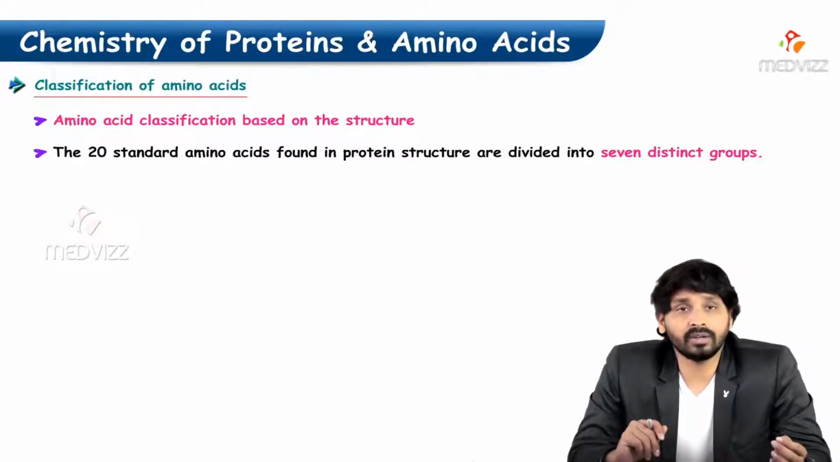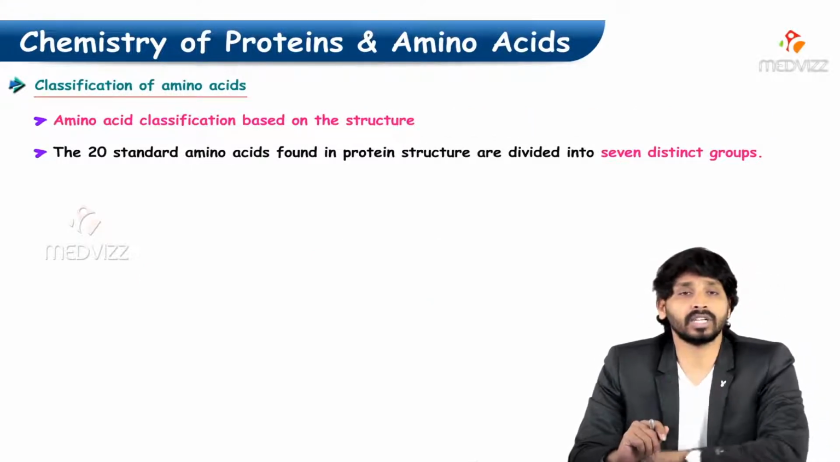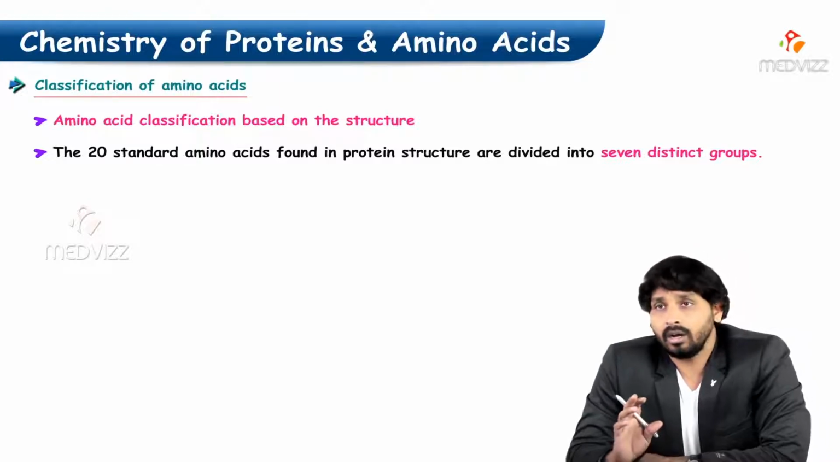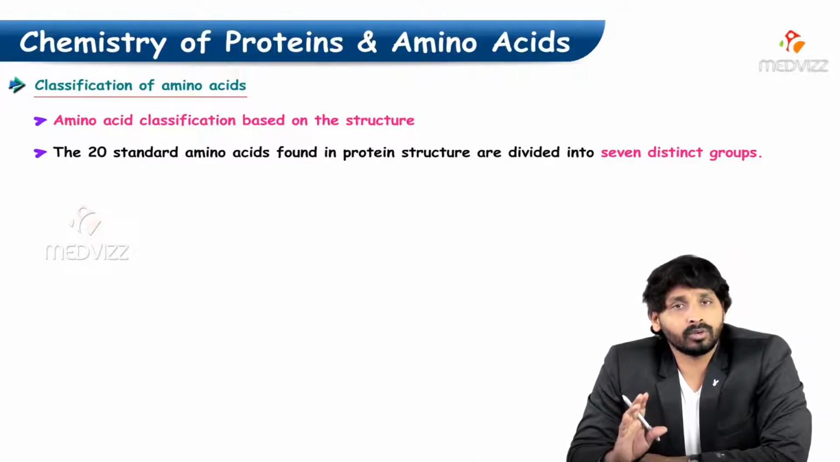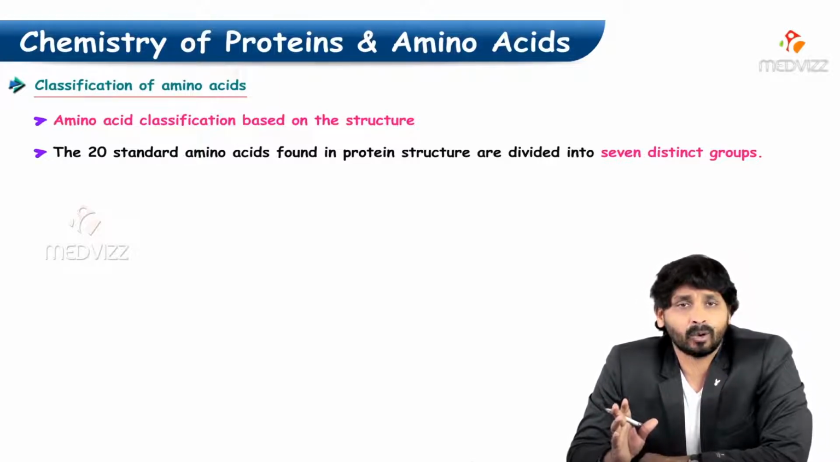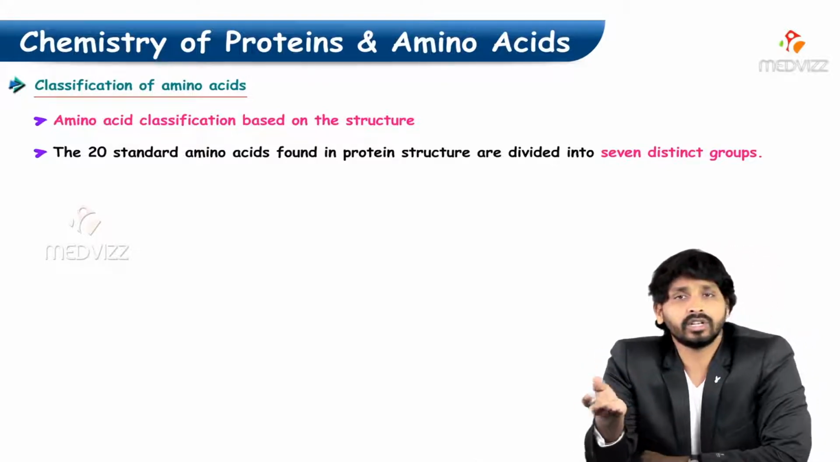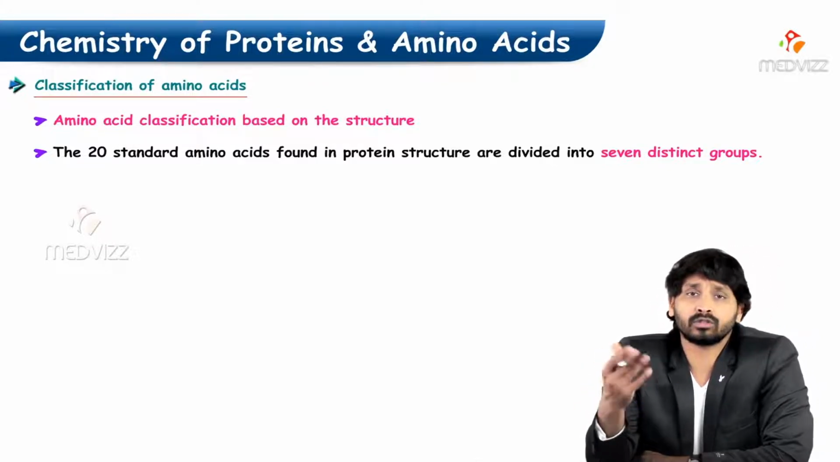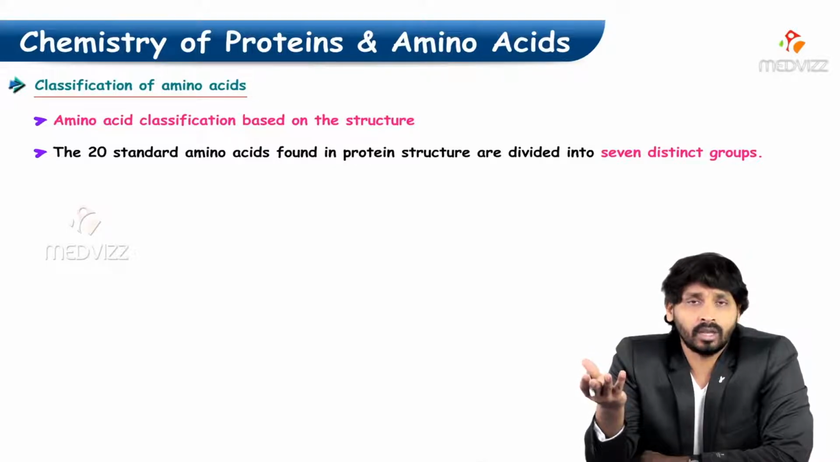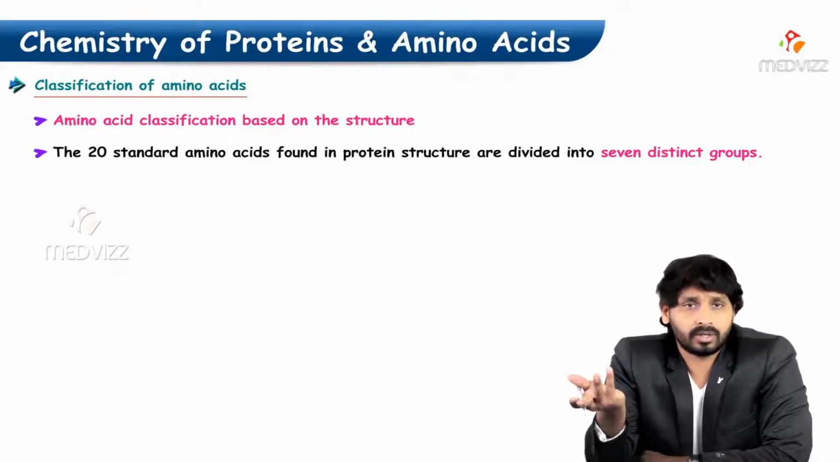So, classification of amino acids. Though we couldn't use the D form of amino acids, in nature they do exist. D amino acids are present in the exoskeleton of some insects. So they do exist.